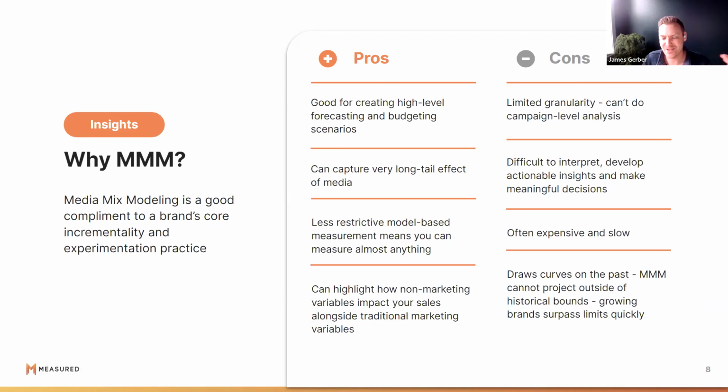And then the other con is it tends to draw curves on the past, right? So it's going to predict things based on what it's seen in your historical data set. If you are growing year over year by significant amounts, media mix modeling is going to be very inaccurate because your next 6 months are not going to reflect your previous 6 months.